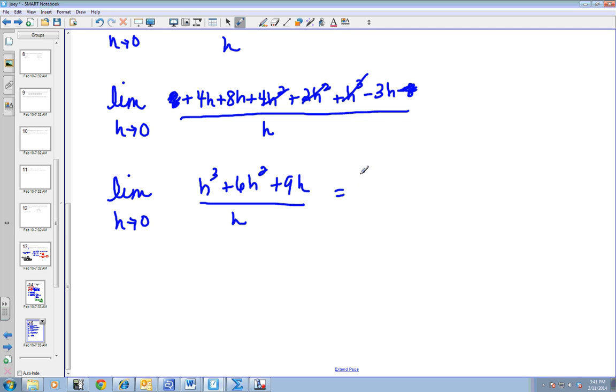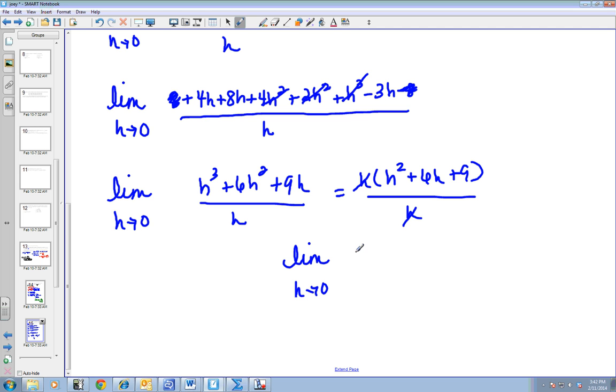Factor out an h on the top, and I'd have h squared plus 6h plus 9 all over h. My h's will cancel, and now when I find the limit as h approaches 0, I can use direct substitution, and I get 9 as my answer. Okay, so that's for part A.